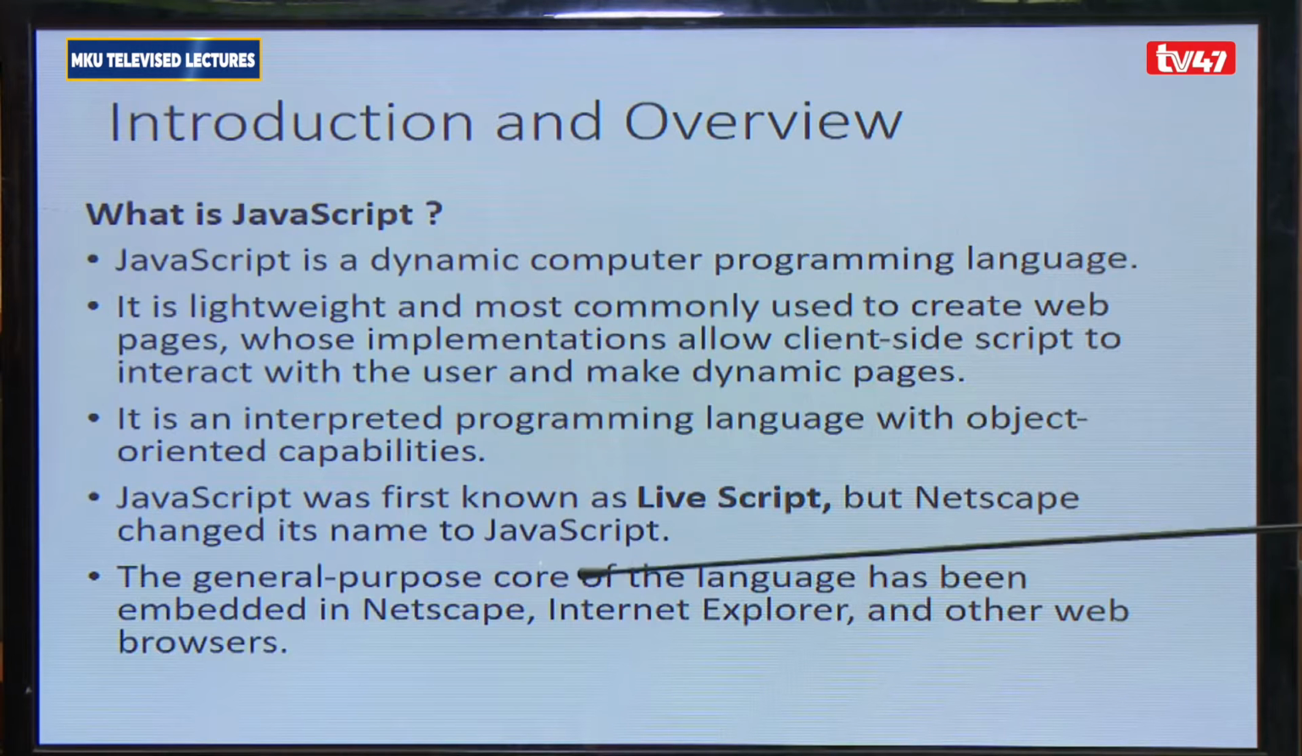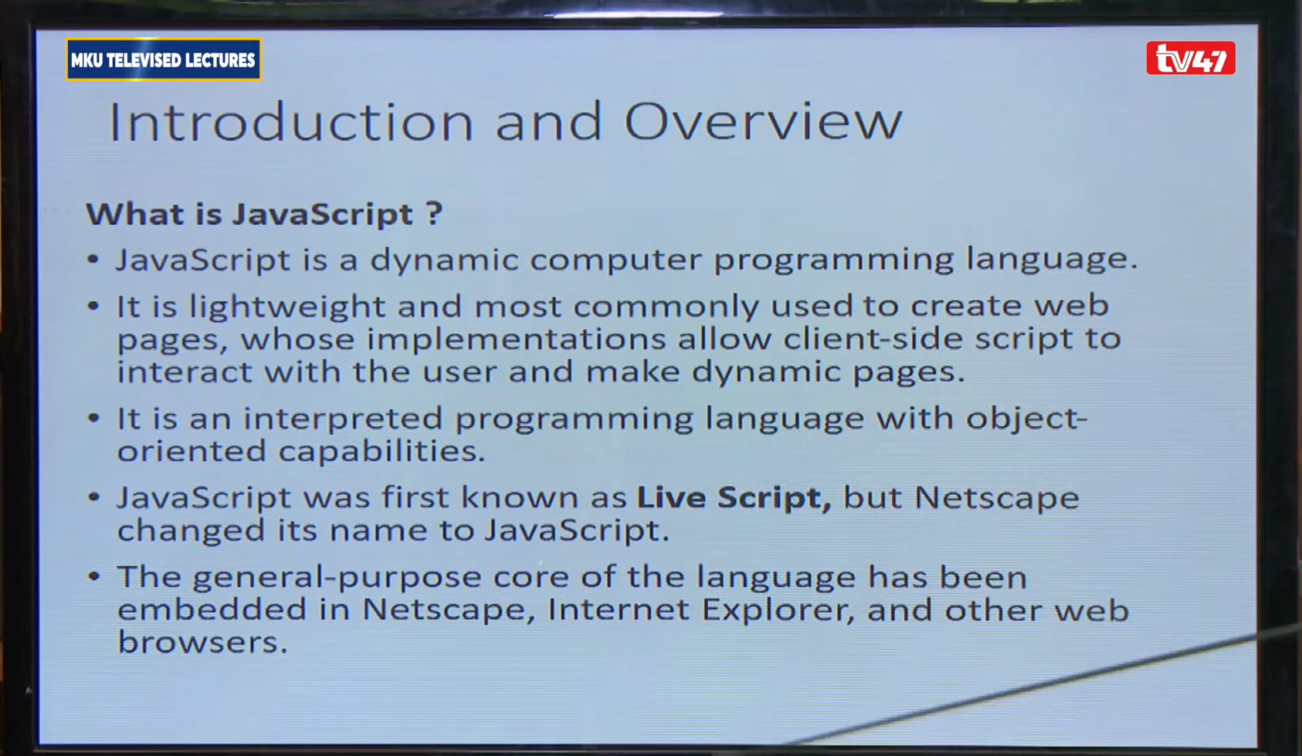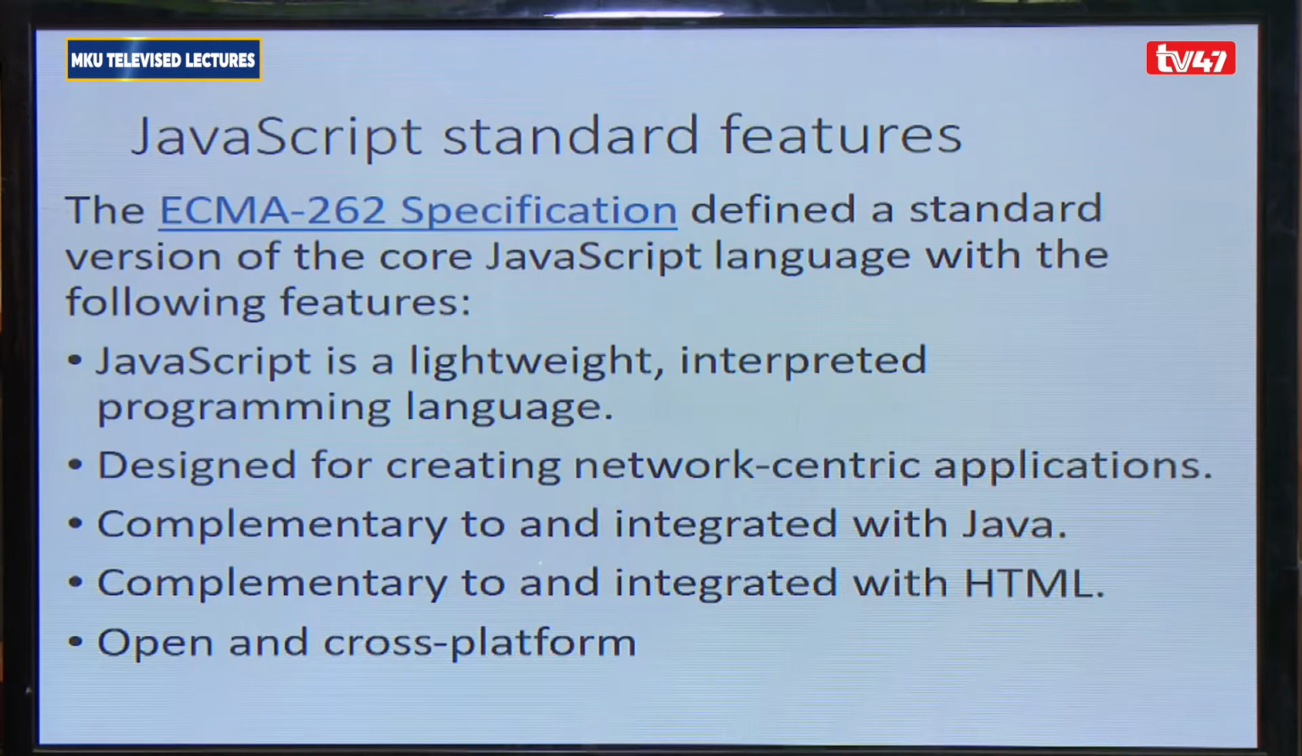Now, the general purpose core of the language has been embedded in Netscape browser, Internet Explorer browser, and other web browsers like Mozilla and so on. Now, JavaScript has basic standard features. The standard features are defined in ECMA 262 specification that defines the following features. One is that JavaScript is lightweight. It's an interpreted programming language. Number 2 is that JavaScript is designed for creating network-centric applications.